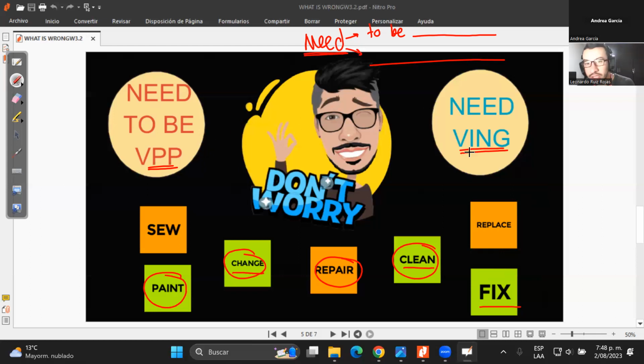Ready? When I use this one, the verb in ing, it's a nominalized verb. So when I say it needs repairing, it means necesita reparación. It needs changing, necesita cambio. It needs cleaning, necesita limpieza. It needs painting, necesita pintura. It's the same idea, but in two different ways. One, it needs to be, and the verb in past participle. The other one, it needs, and the verb in ing, without any be or anything. It's going to be just the verb in ing.